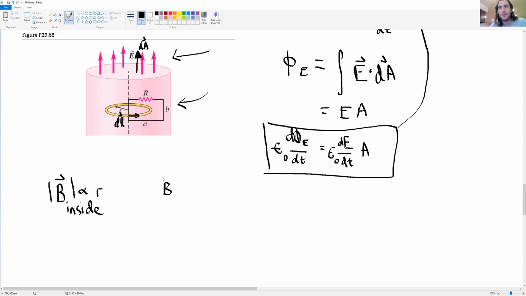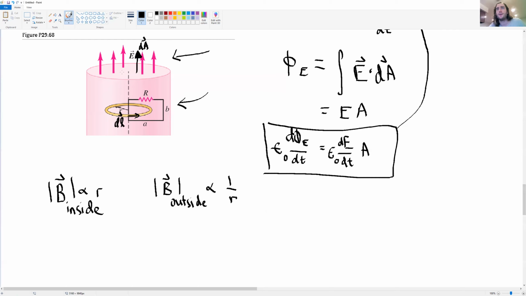So in the chat, maybe you can say, explain it one more time, or it makes sense. So B inside, I'm expecting to be proportional to r. B outside, I'm expecting to be proportional to 1 over r. Just from thinking about current flow in a wire, right? Here we have displacement current flow in a wire, right? If this cylinder is maybe a dielectric material.